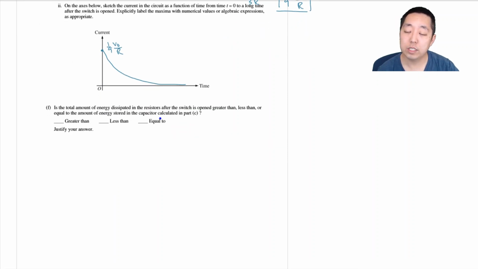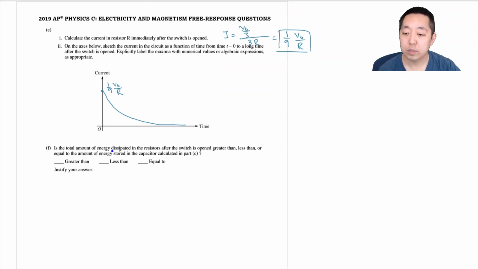Is the total amount of energy dissipated in the resistors after the switch is opened greater than, less than, or equal to the amount of energy stored in the capacitor calculated? It should be equal, by conservation of energy. All the energy lost in the capacitor has to go somewhere, and it went out through energy lost through the resistance. So let me just double check.